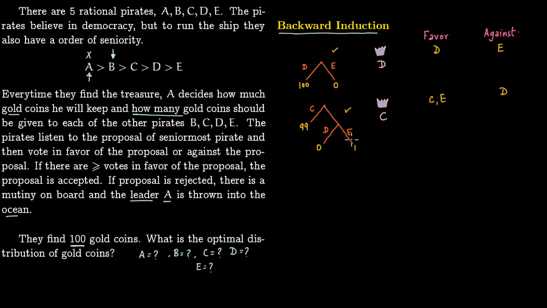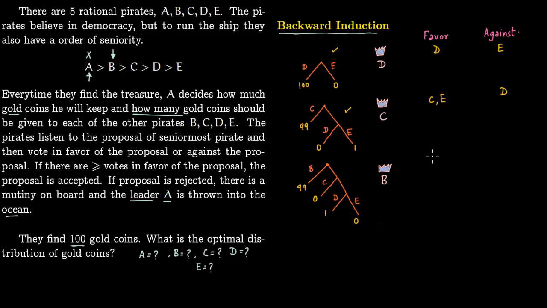Now we go 1 back again in the future. Now B is the king, or B is the leader or CEO of the ship. So what will B do? B proposes he keeps 99, gives 0 to C, 1 to D and 0 to E.